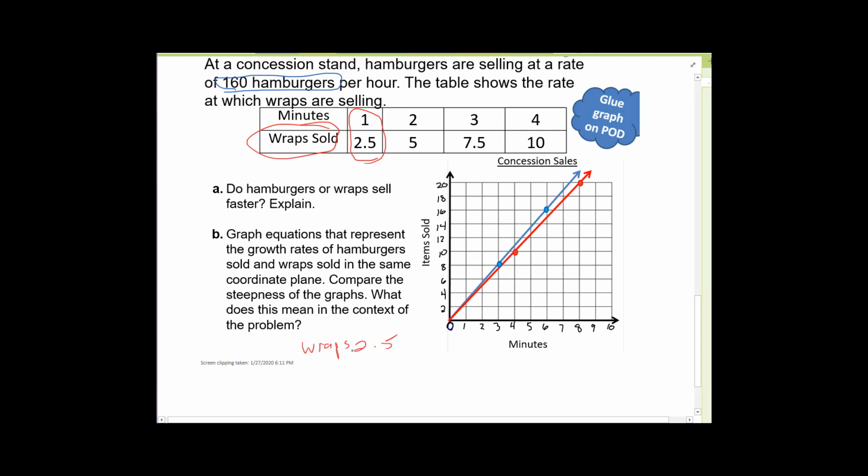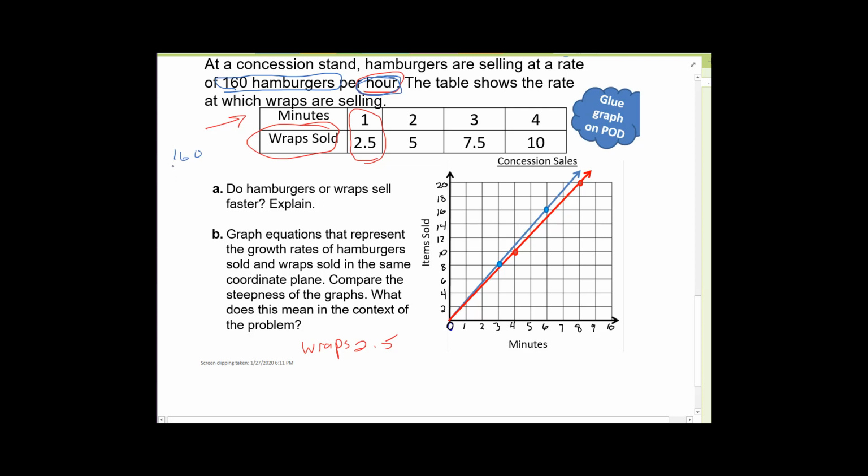Okay? Now, we need to find what the unit rate is for hamburgers. We got a couple things to think about here. The wraps are shown in minutes. The hamburgers are shown in hours. Okay? So first of all, we need to find out how many hamburgers are selling per minute to make it the same. So if I have 160 per hour, how many minutes are there in an hour? 60. So I have to divide that by 60.